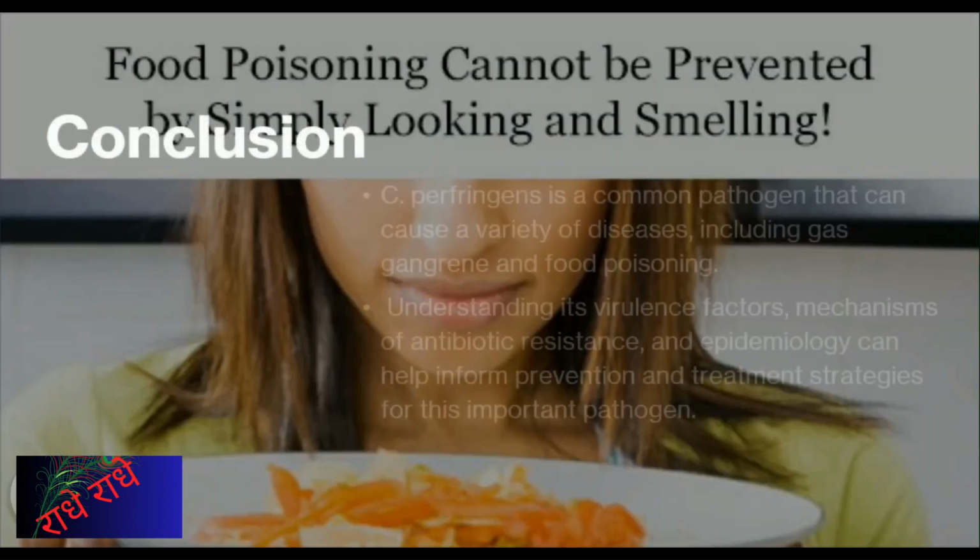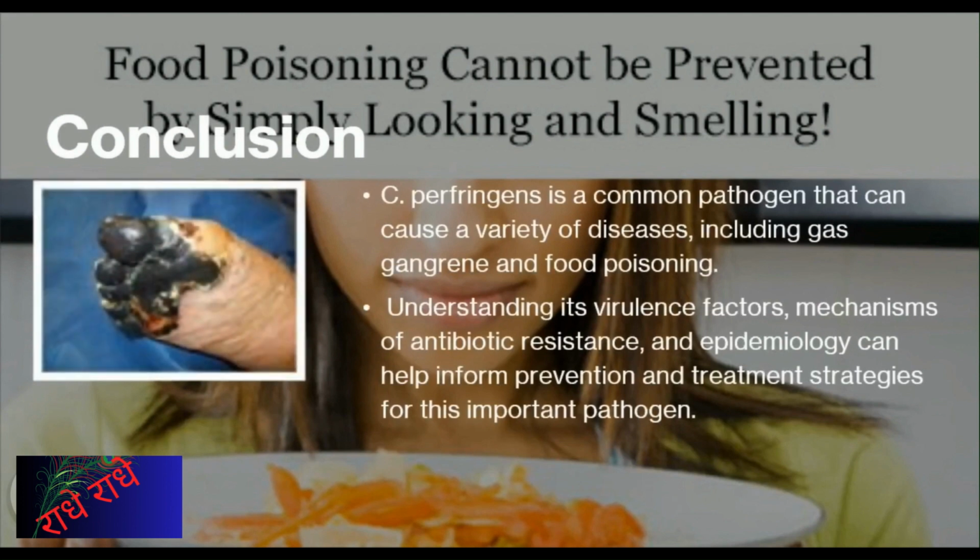The key points to remember about Clostridium perfringens are that it can cause a range of diseases, including gas gangrene and food poisoning. Its virulence factors and mechanisms of antibiotic resistance have been discussed, as well as its epidemiology. Having an understanding of these can allow us to bring about better prevention and treatment strategies for this important pathogen.